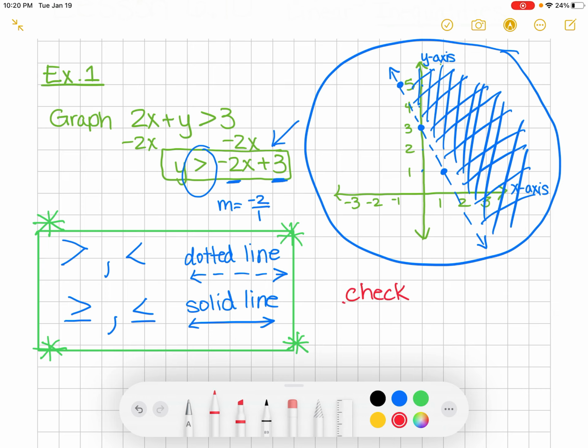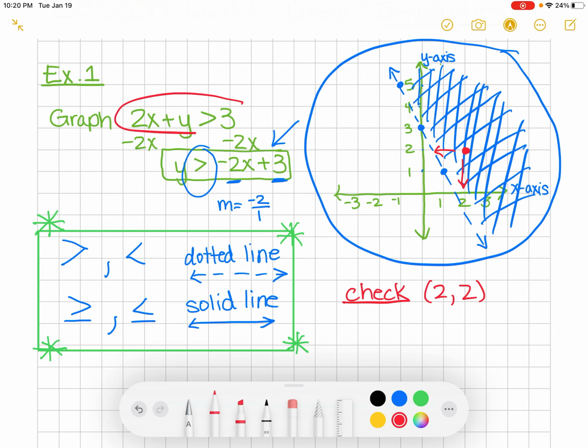And the way you check it is you pick a point that's in the shaded area. So I'm going to pick this point right here, and that is 2, 2. Okay, so I'm going to check it with the point 2, 2. Any point in the area that's shaded.